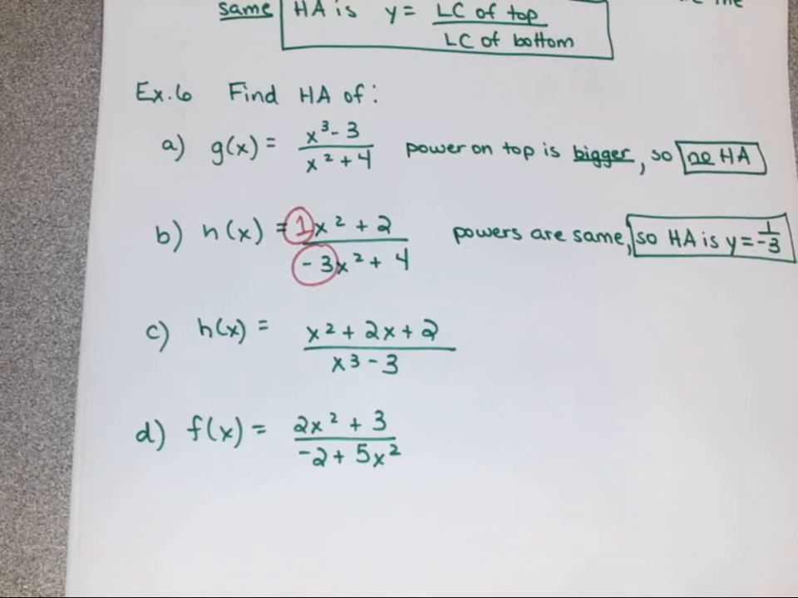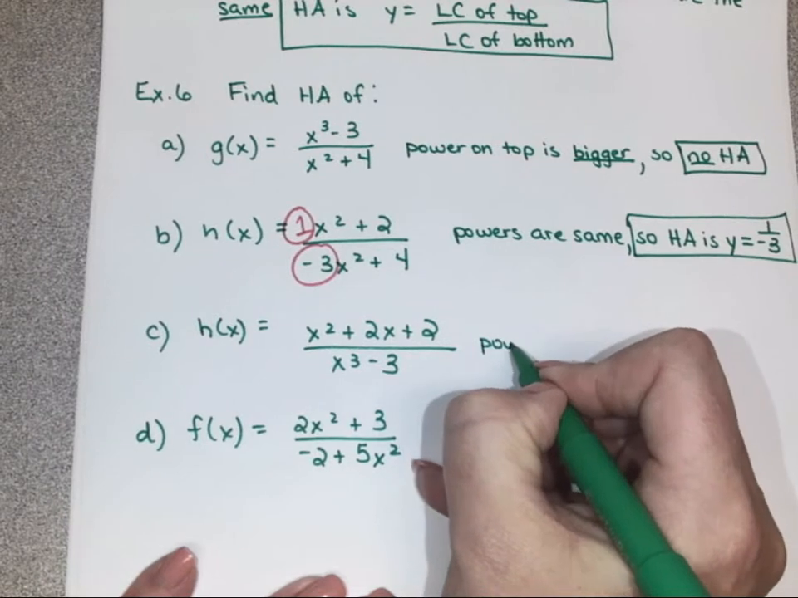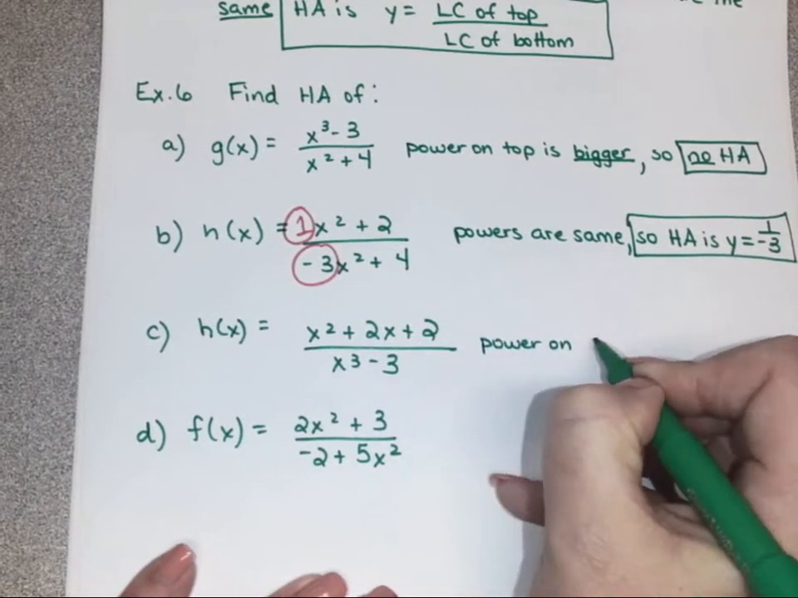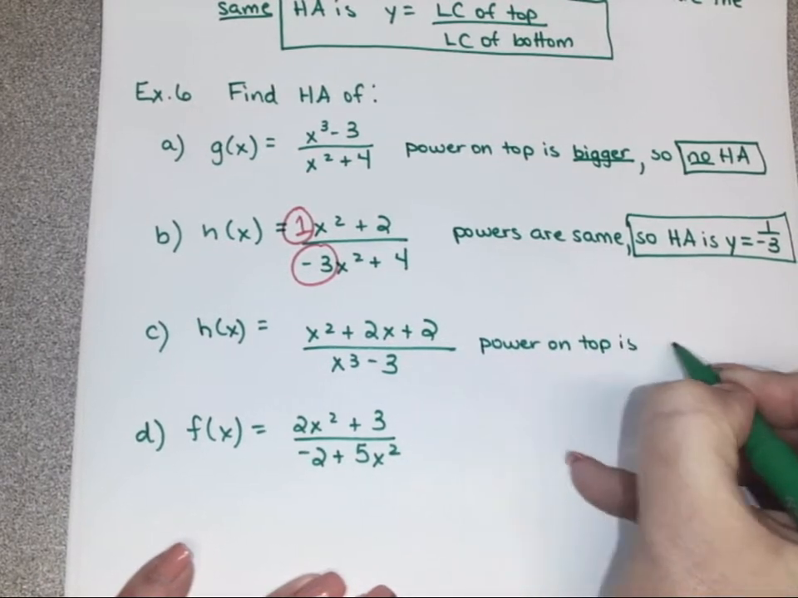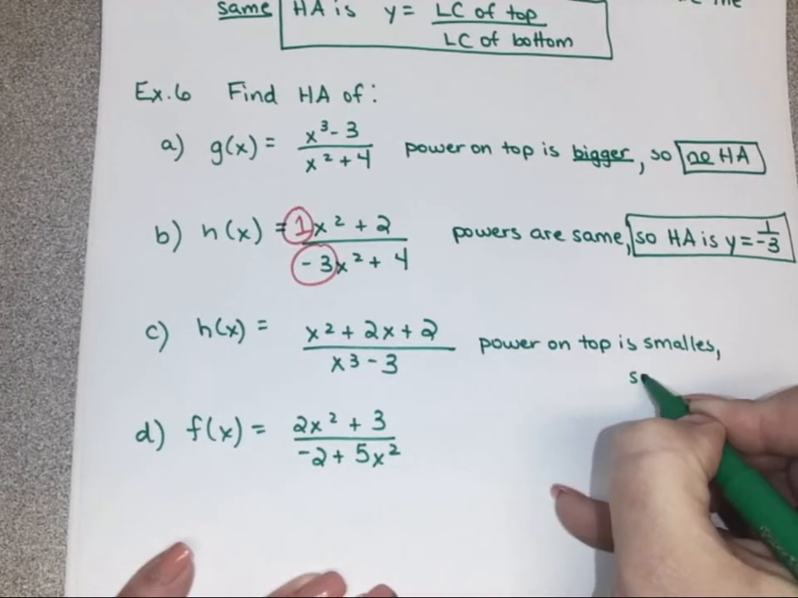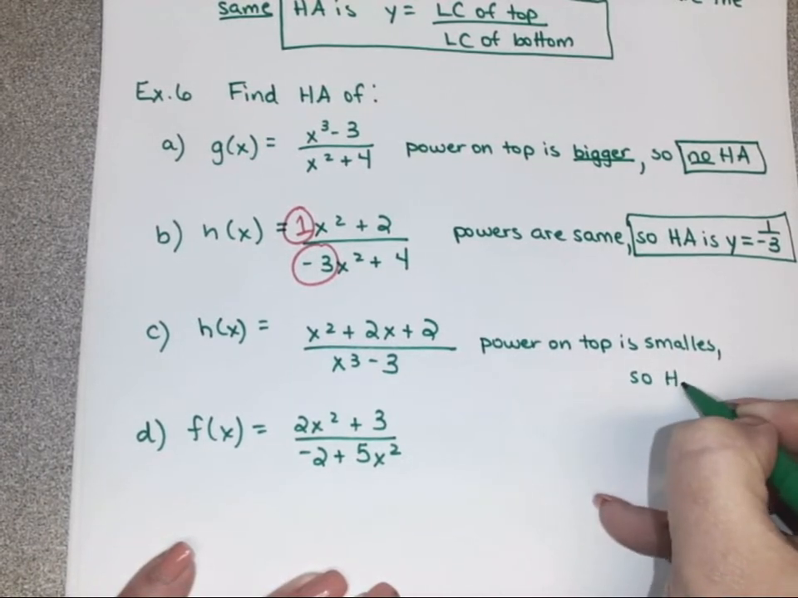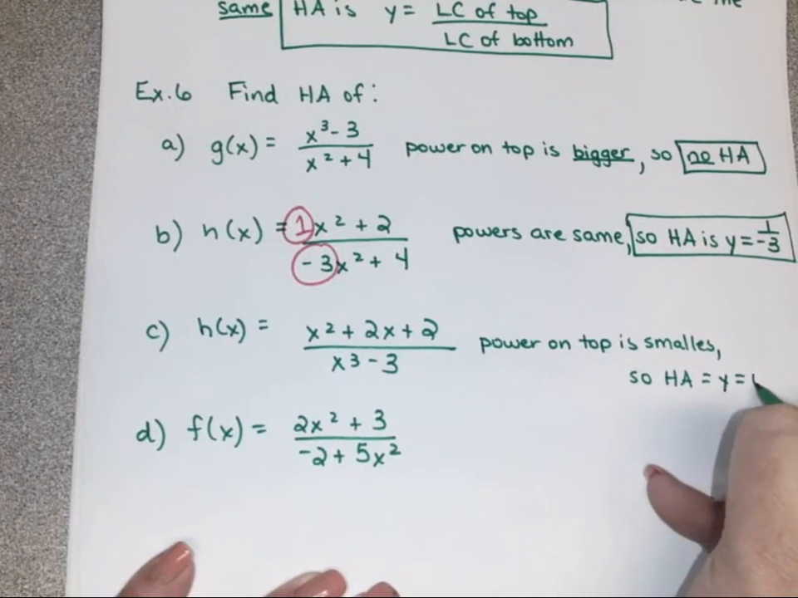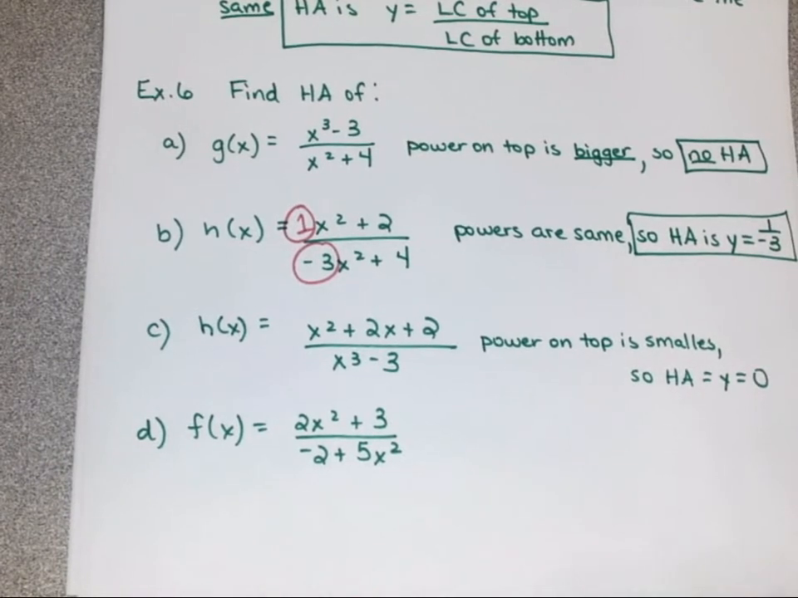Okay, what about C? Power on top is what? Smaller. So the horizontal asymptote is what? Y equals 0.